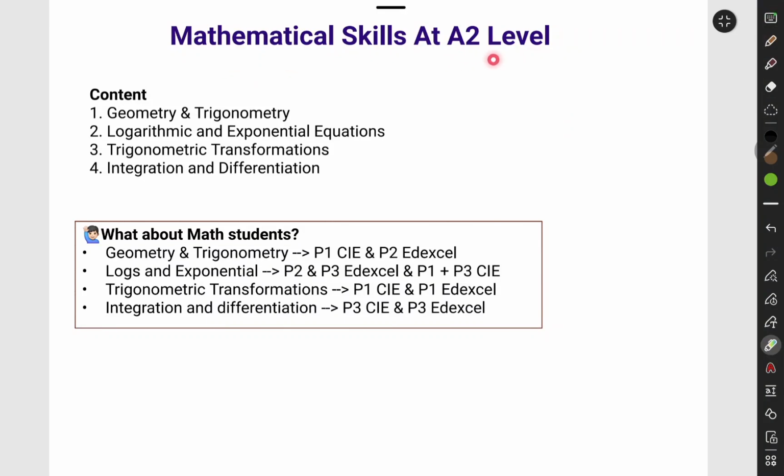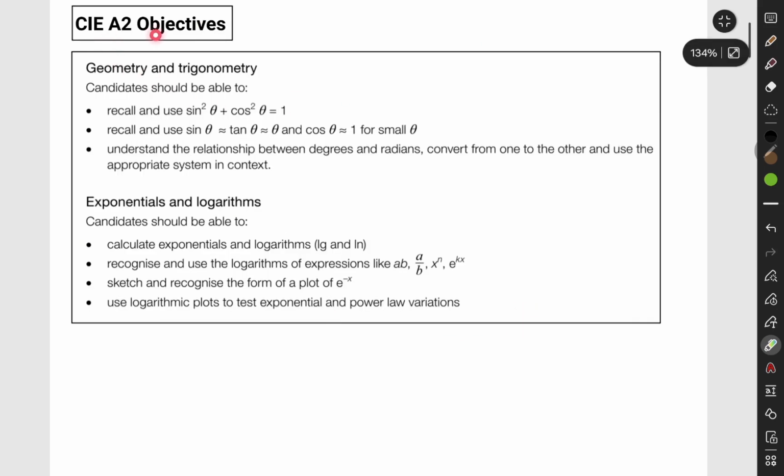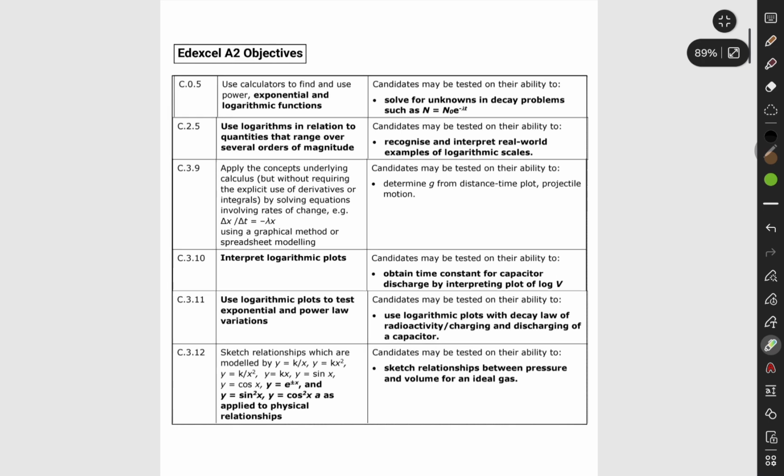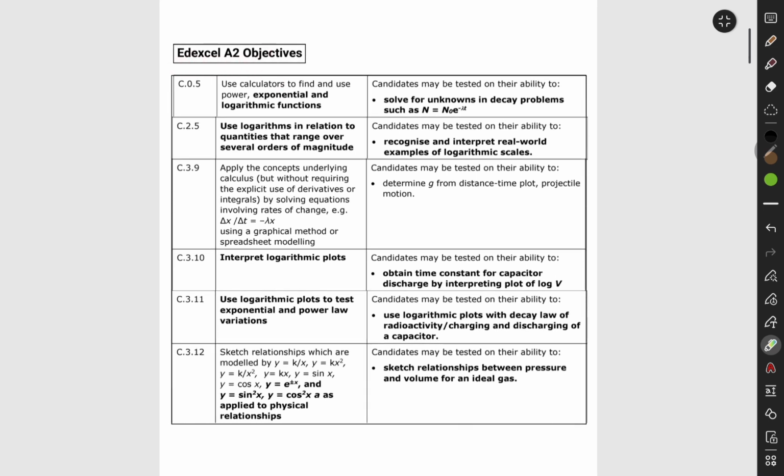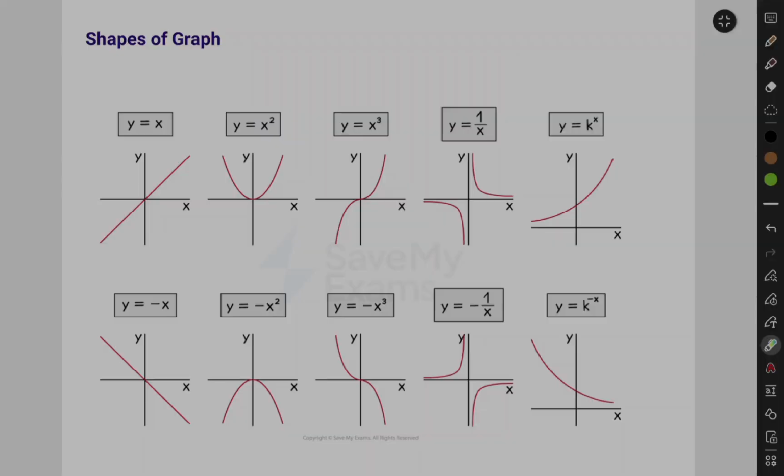Mathematical skills at A2. The content will be geometry and trigonometry, logarithmic and exponential equations, trigonometric transformations, integration and differentiation. If you want to know the link between these topics and your math papers, if you're a math student that is, then you can pause the video and read through this. So here are the objectives for Cambridge students, and these are going to be the objectives for Edexcel students. You can find these in your respective spec files.